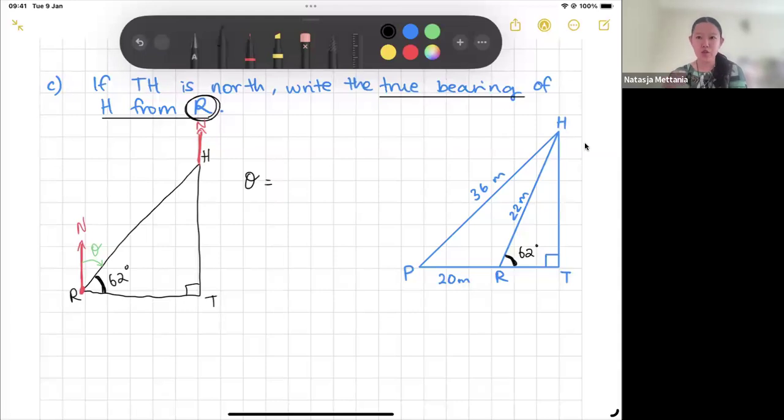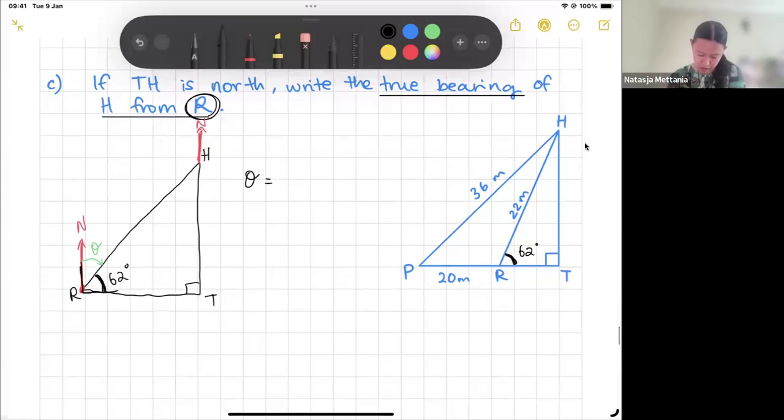If it's true bearing, it means that you start from north going clockwise. In this case, you're going north going clockwise. I know that this to here is 90 degrees. To find what's left over, if I know that this particular section is 62, all I'm going to do is 90 degrees minus 62. And my theta, if you put it into a calculator, is going to be 28 degrees.